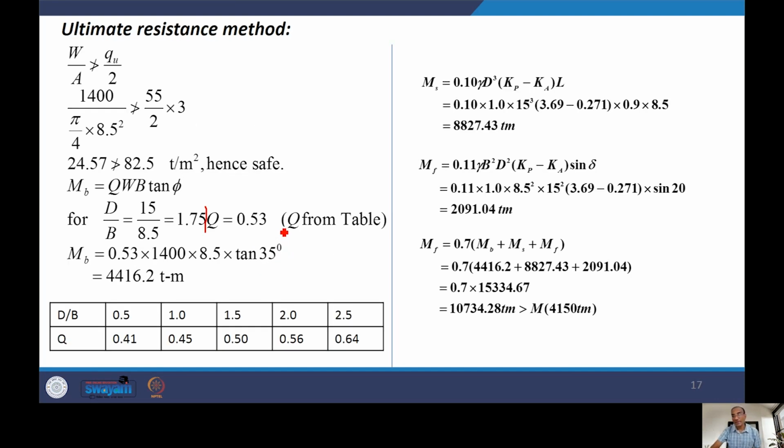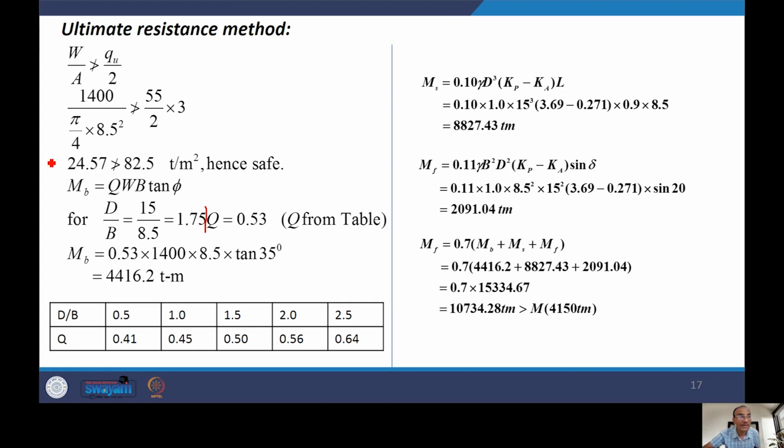Now let's discuss another method, the ultimate resistance method from IRC only. First one was the IRC elastic theory method, and the second one is the ultimate resistance method. In this method, the soil pressure W by A should be within the permissible limit of the bearing capacity. So what do you have in this case? You could see that the value of W by A is coming 24.57, and it is not greater than 82.5 ton per meter square. Therefore, it is safe.